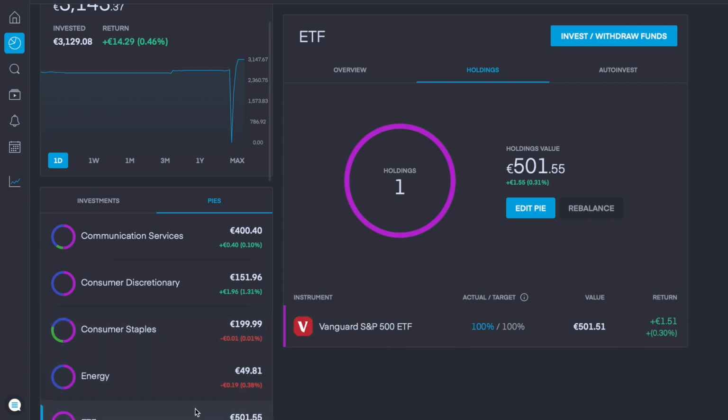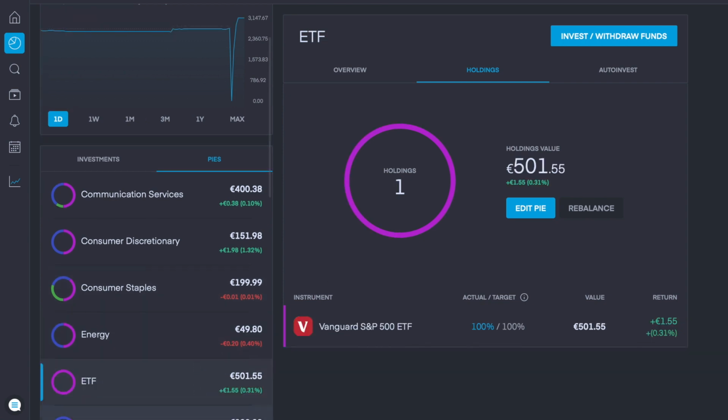Next up then will be our ETF. So we just have the Vanguard S&P 500 ETF solely in this, so it's 100% weighted, and it's currently worth about €500.